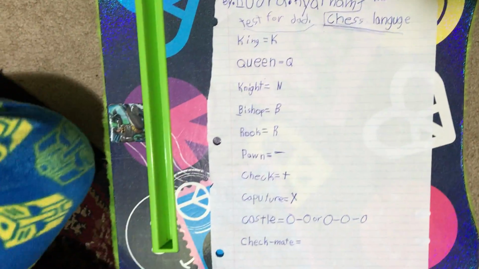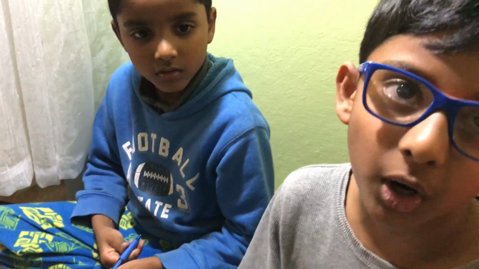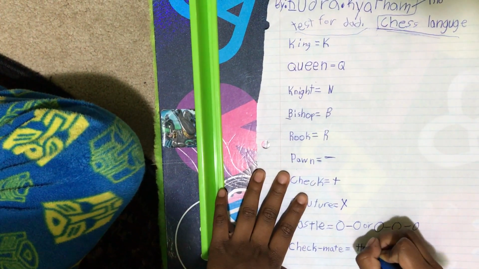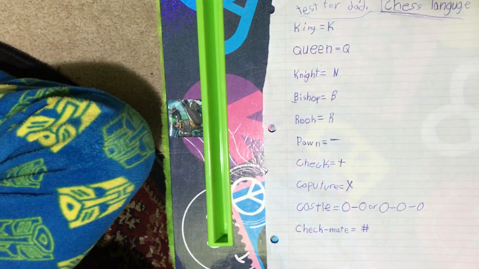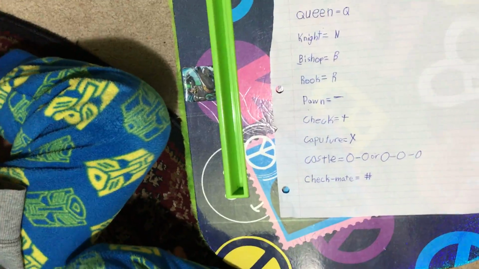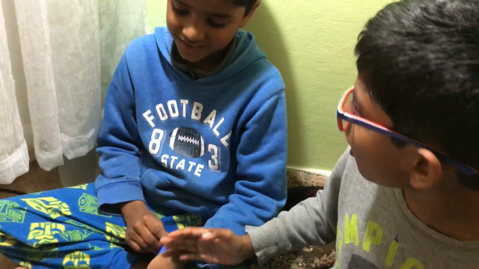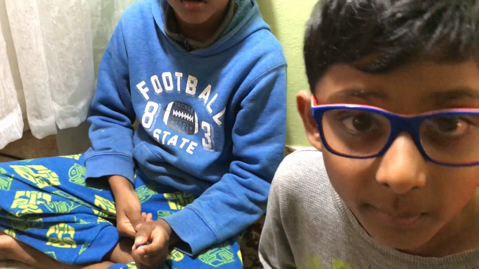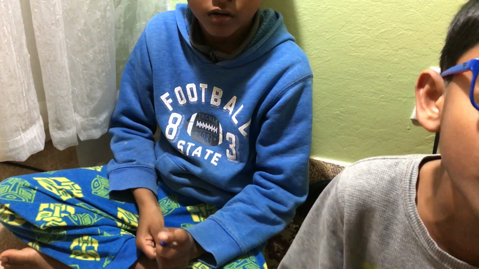And checkmate is, write it down, a hash mark. And we'll show you a hashtag. Hashtag mark, whatever. So that's a hashtag mark, almost like a tic-tac-toe board. So these are the things, and my brother will show a quick game. The checkmate won't be seen, but he'll just demonstrate a few moves.